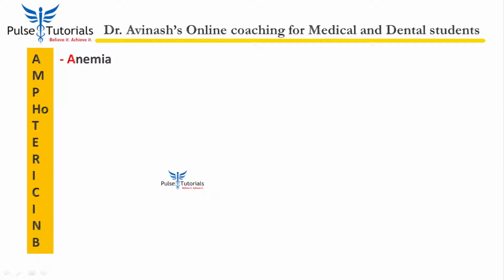The side effects are amazingly important, and we are going to use the name amphotericin as a mnemonic to understand the side effects. These are A for anemia, M for muscle spasm, P for phlebitis. Phlebitis is inflammation of the vein. So whichever vein we are giving IV, that vein undergoes inflammation.